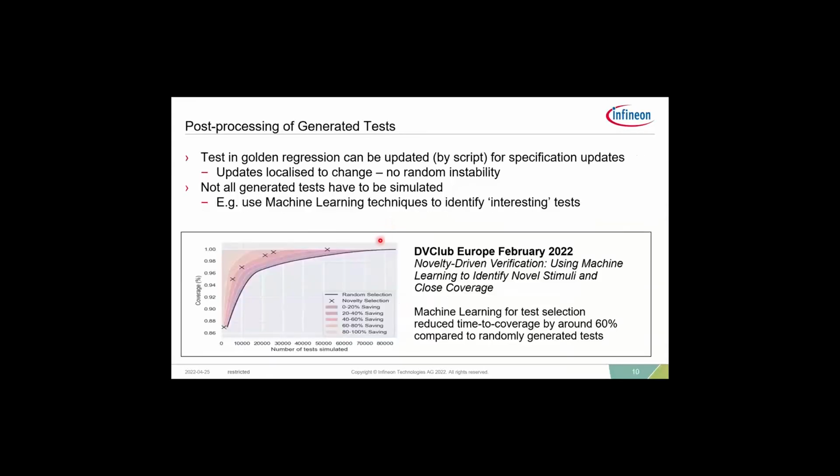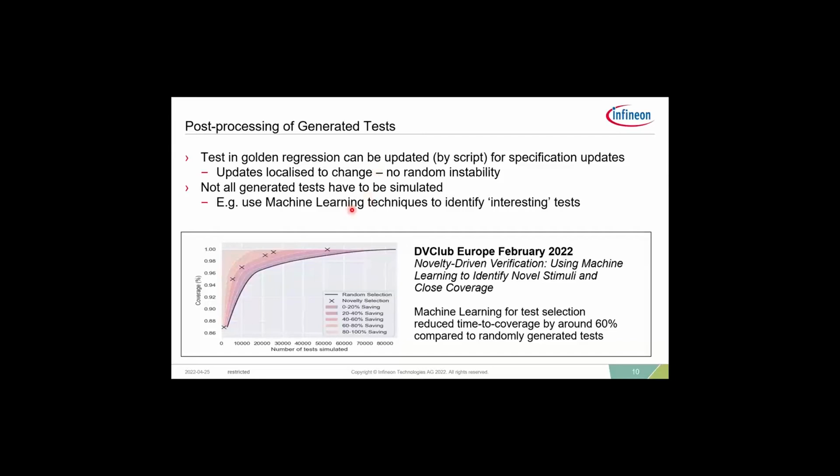Another benefit we've realized with this approach is that you can post-process the generated tests. They exist in a file or in a database, and they can be post-processed. For instance, where there are specification updates, you can change the tests to account for the specification updates, and in contrast to the closely coupled approach, these changes are localized. They don't impact the rest of the test case.